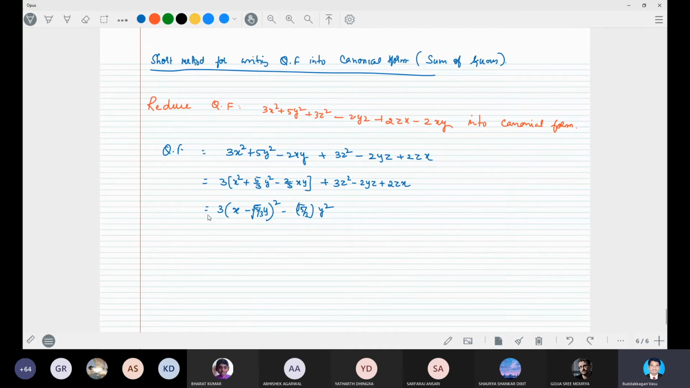Now this is not that x minus. We multiply and divide by root 5 by 3 now. How do we write this term into square form, a plus b whole square form? Written.